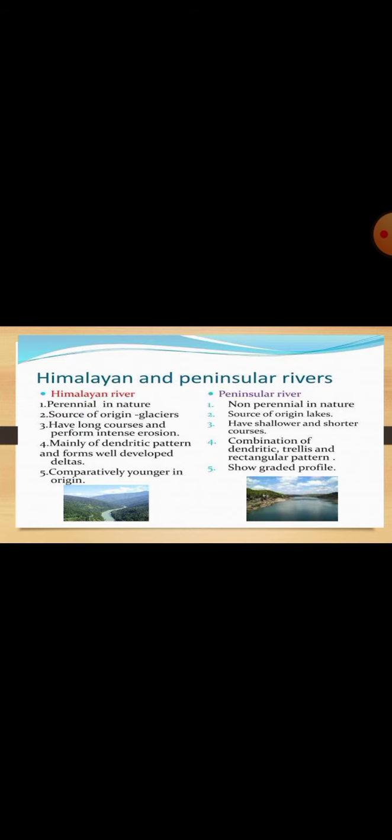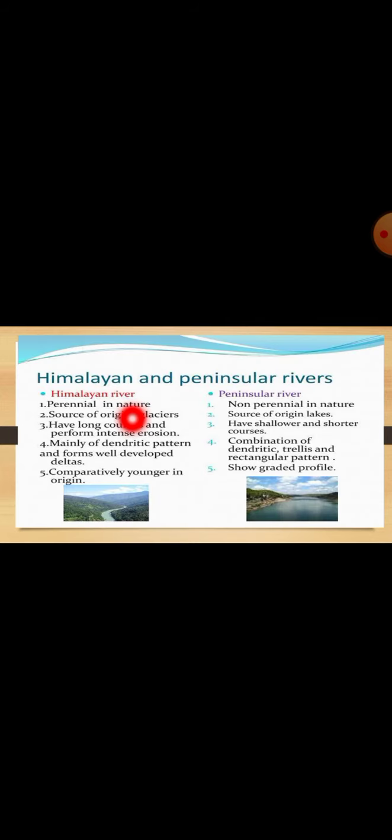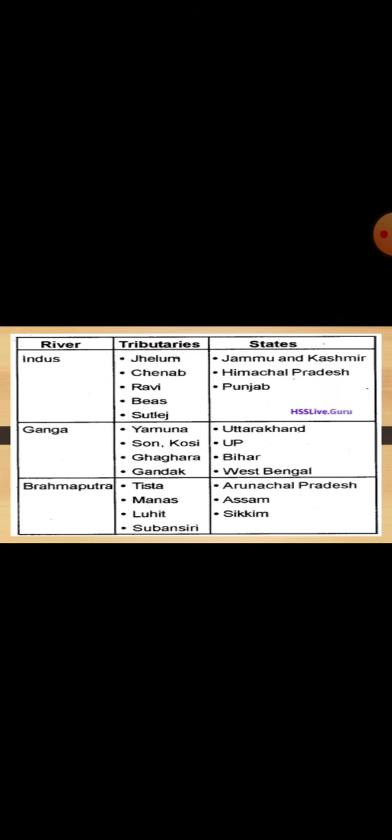Let's see the sources of origin: glaciers, and they have long courses and perform intense erosion; the others have shallower and shorter courses, mainly of dendritic pattern, and form well developed deltas. A combination of dendritic, trellis and also rectangular patterns. Comparatively younger in origin, they show graded profile. So this is the map of the Ganga river and its tributaries.